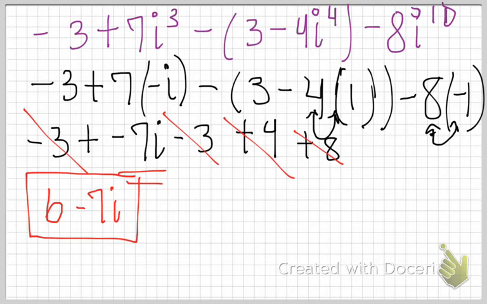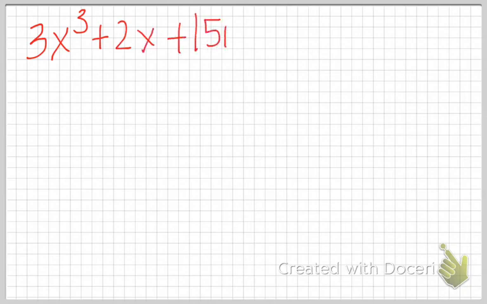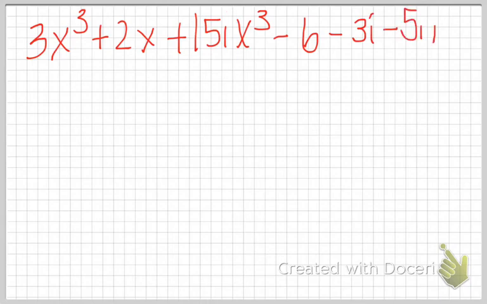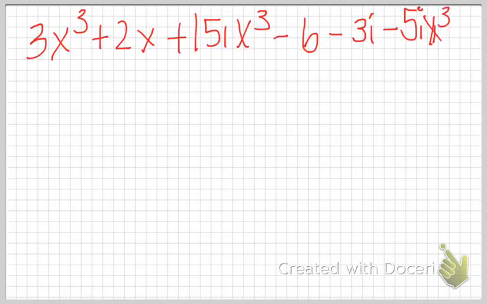Last one, this one's a little bit lengthy, would be the complex polynomial 3x to the third plus 2x plus 15i x to the third minus 6 minus 3i minus 5i x to the third plus x plus 2i x plus 1.